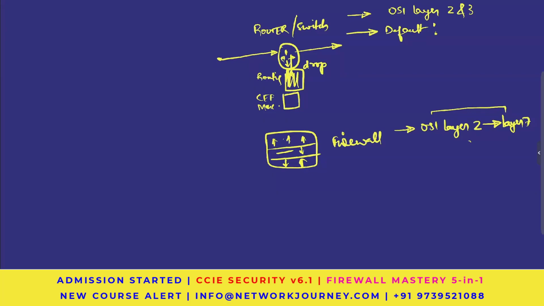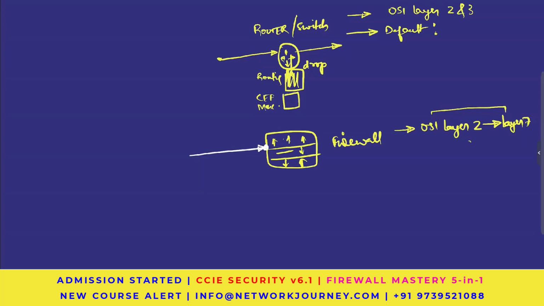But what will happen in a firewall? If a packet is just entering, what will happen? Is it still checking that routing or MAC table, or what happens here? It will check the source IP, destination IP, and port number. Okay, so you mean to say first it will check the security rules. Yes, correct.